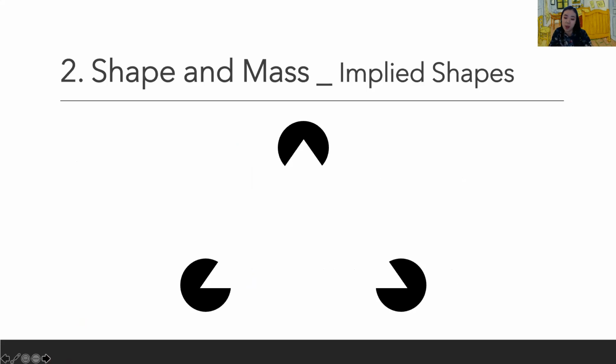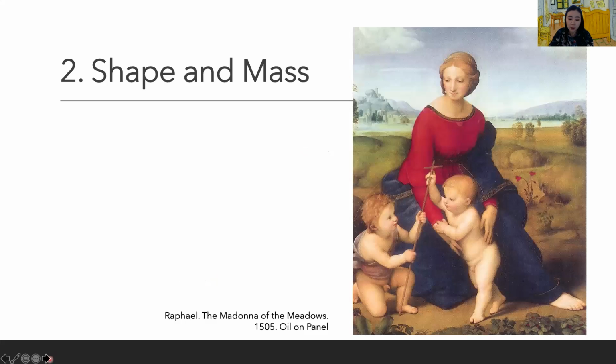So which shape can you see in the center of this image? Triangle. Yes, triangle. So there was not a physical triangle shape in this image, right? But you just recognized there is a triangle by psychological connection of the edges. That's called implied shapes.